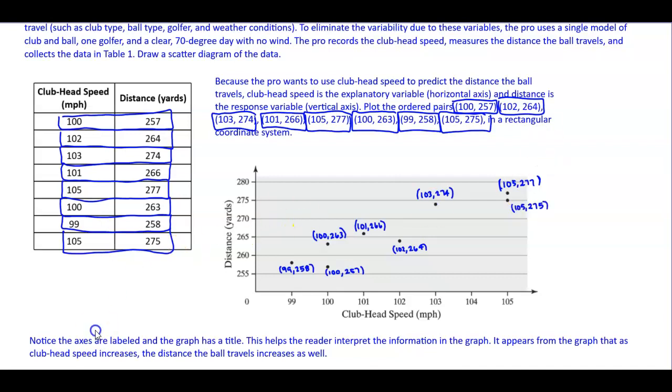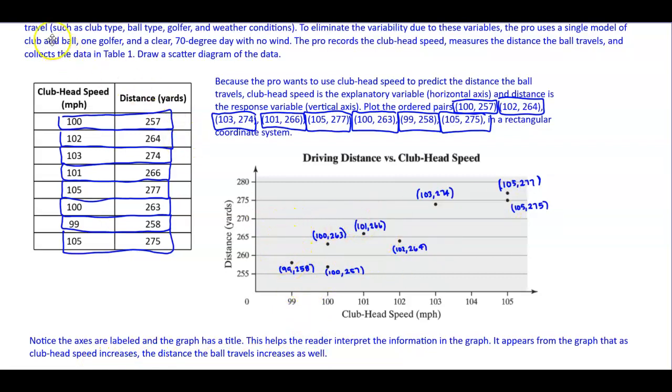So again, notice that the axes are labeled and the graph has a title. The graph's title says driving distance versus club head speed. This helps the reader interpret the information in the graph. It appears from the graph that as the club head speed increases, the distance the ball travels increases as well, because we can see what's happening here.